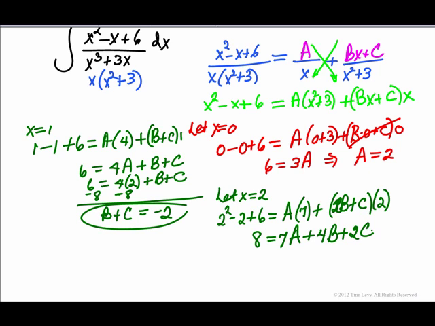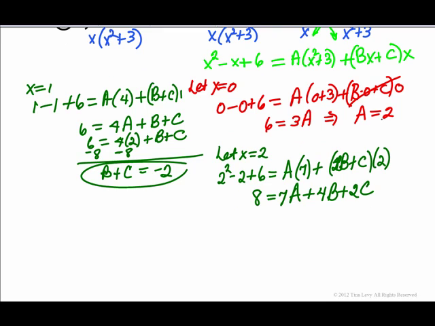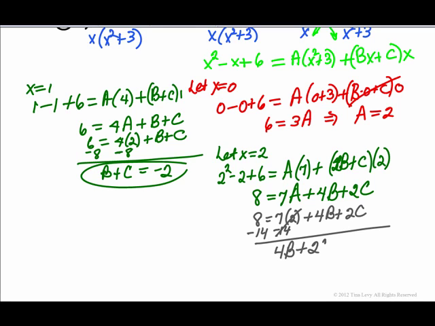So now I'm going to substitute for a, which is 2. So I get 8 is 7 times 2 plus 4b plus 2c. And that was 14, so I'm going to subtract the 14. And I get, writing it right to left, 4b plus 2c is negative 6. So putting this over here, this was one equation. Now I have 4b plus 2c is negative 6.